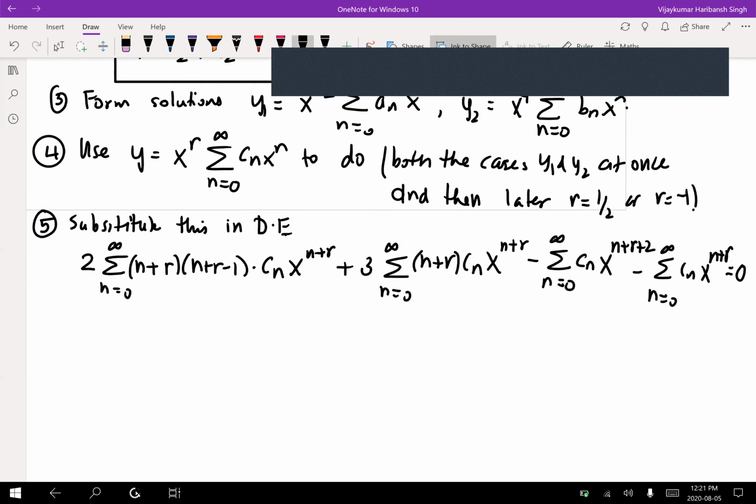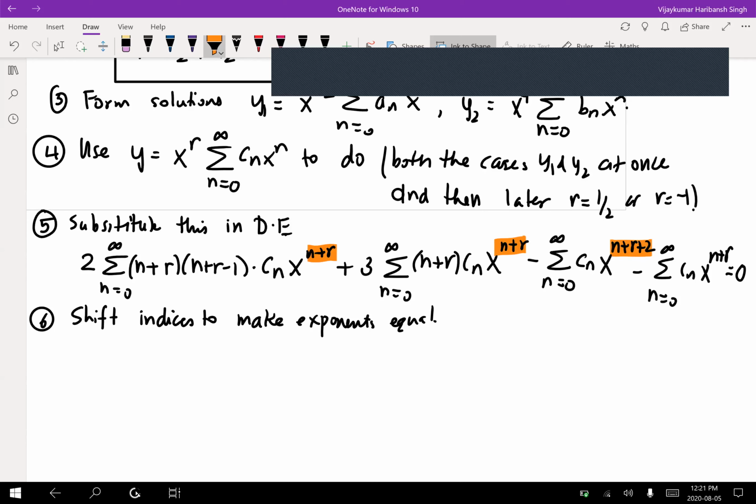Now what do we get? We shift the indices to make the exponents equal. So what are the exponents we need to make equal? Here we have x to the power n plus r, here we have x to the power n plus r, and here we have n plus r plus 2. So we have to shift this index, and the rest everything works out.